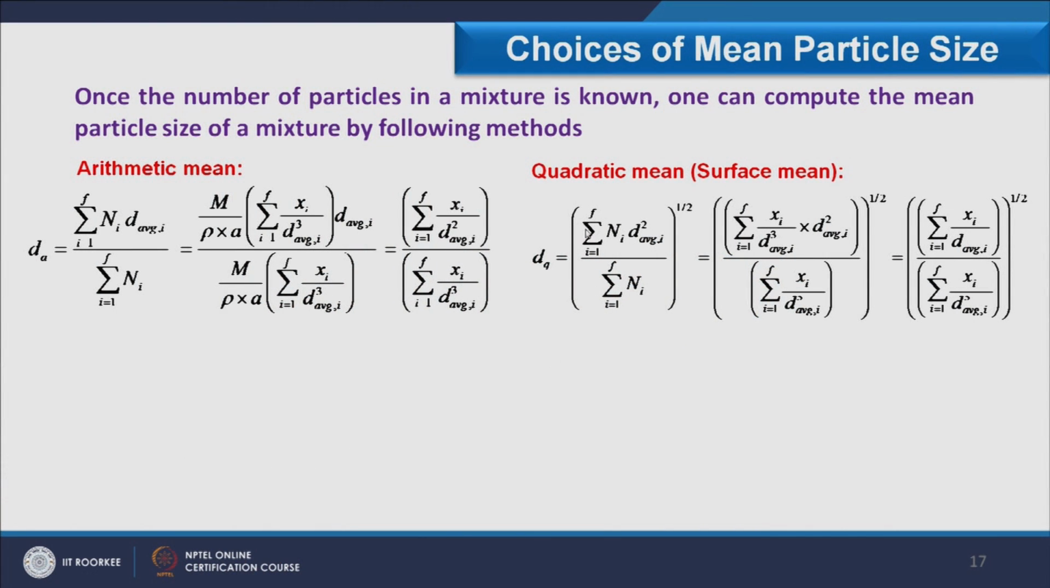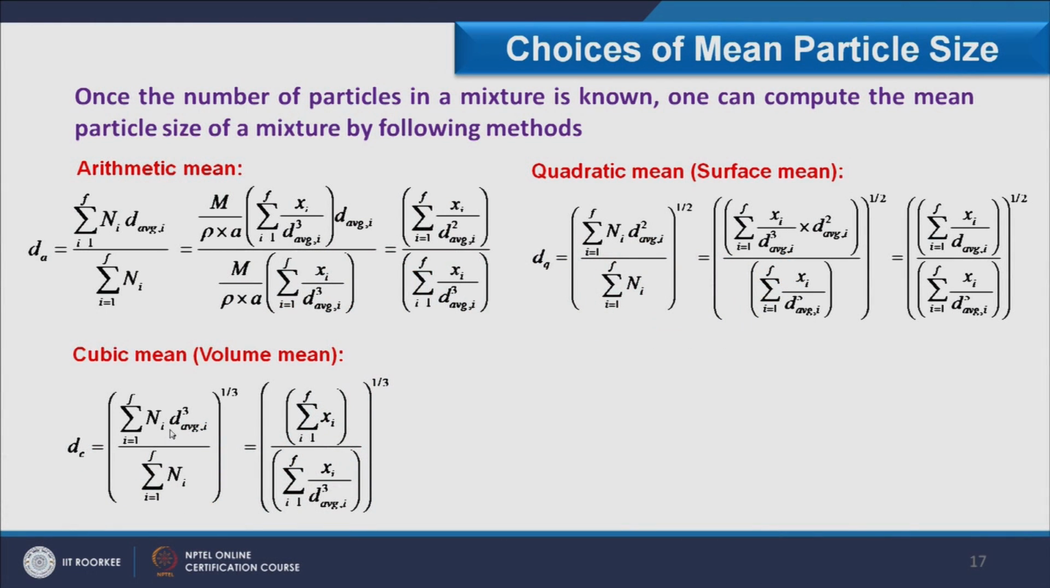In a similar line, we can have the quadratic mean. We also call it the surface mean diameter. So, quadratic mean diameter, that is Ni d average I square divided by Ni for all fractions raised to power 1 by 2. If I put the expression for Ni and further resolve it, we can have dq, that is quadratic mean, as summation I 1 to f xi over d average I divided by summation I 1 to f xi over d average I cube, raised to power 1 by 2.